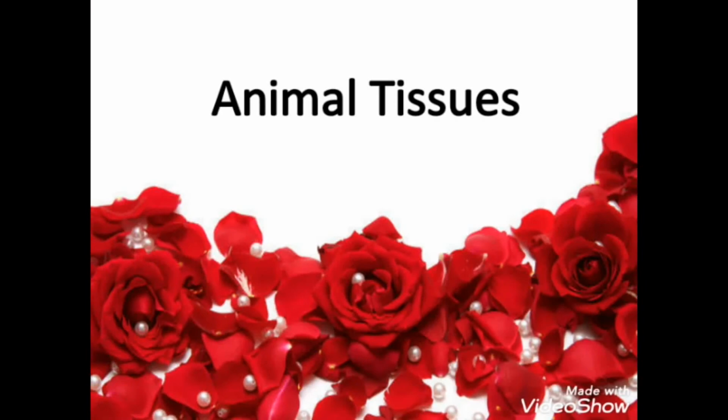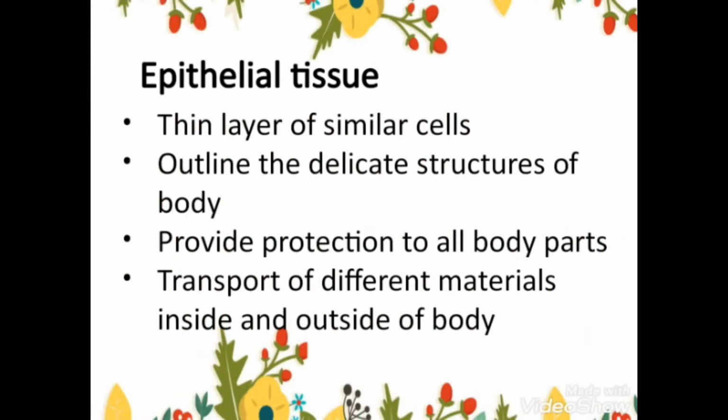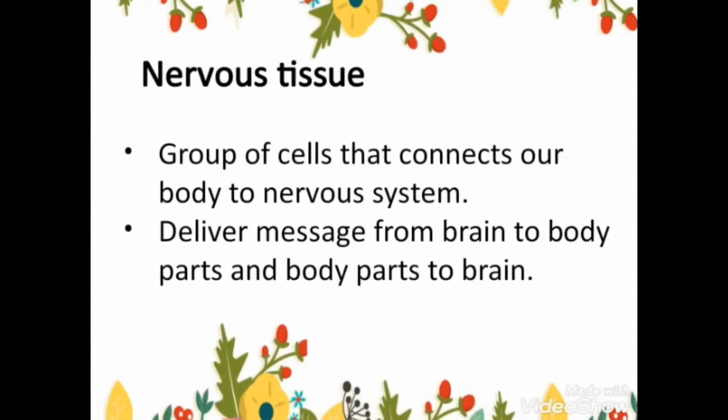Let us discuss animal tissues. Number 1 tissue is epithelial tissue. Epithelial tissue is a thin sheet of similar cells that lines the different delicate structures of the body. It is also the outer layer of many body parts. It provides protection to all body parts and is involved in transport of different materials inside and out of the body.